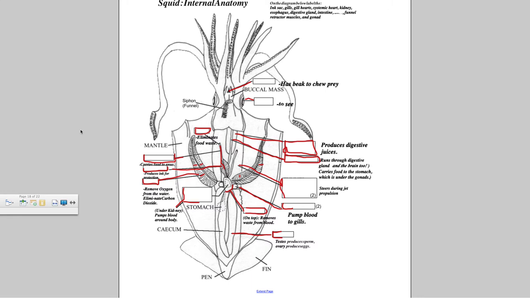Are we good with the labeling? Which one? I've labeled them all. All right. Because now we're going to go deeper into our virtual investigation. Pumps blood. That's another heart. Hold on.